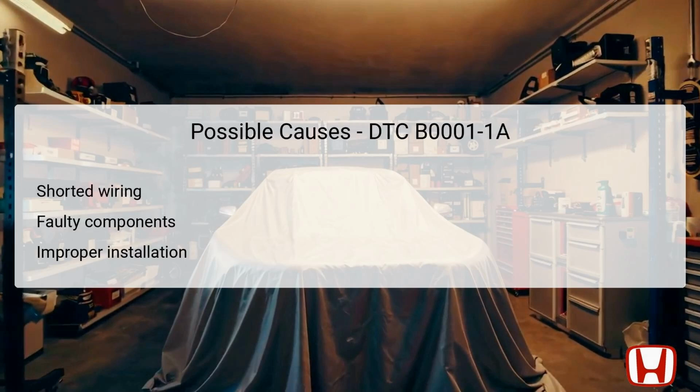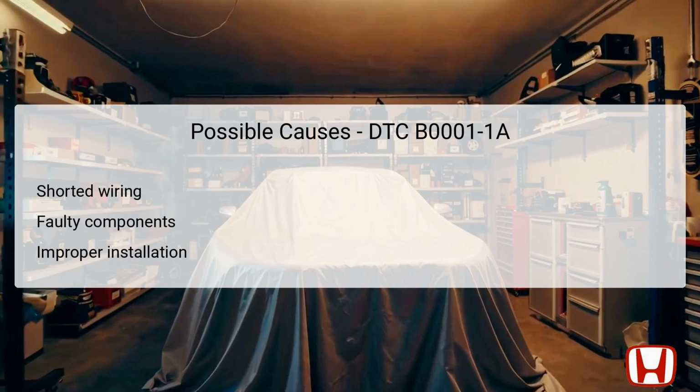Several possible causes can lead to the DTC B0001-1A being stored in the SRS. A common issue is shorted wiring, where the wires connecting the airbag may have an electrical fault that affects the resistance levels. Additionally, a faulty component, such as the driver's airbag, cable reel, or SRS unit, might also be at fault.